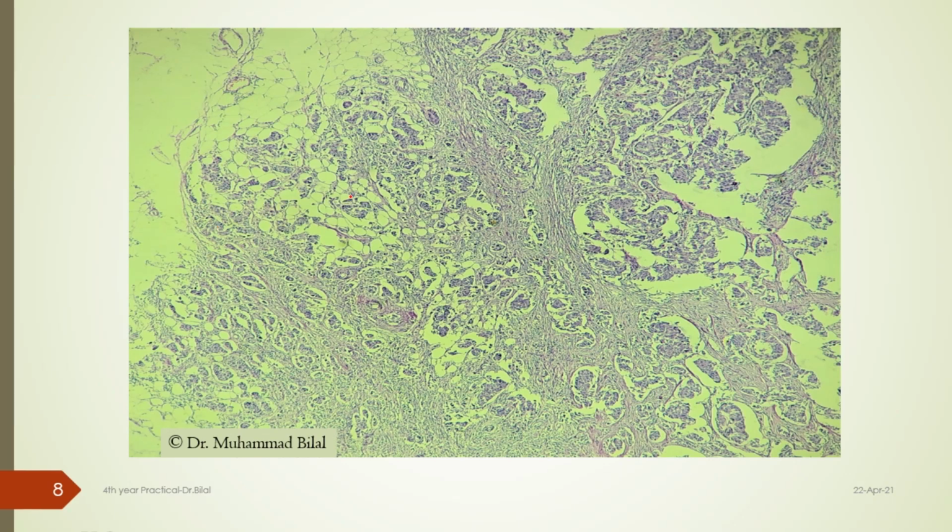Upon microscopy, this is a low power picture. You can see these are all tumor cells, and they are infiltrating in the surrounding breast fat. These are the adipocytes here you see, and there are infiltrating nests of tumor cells.